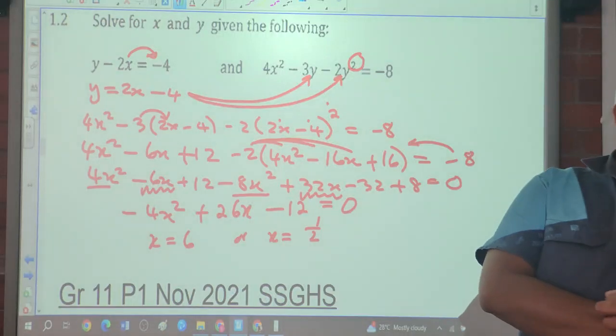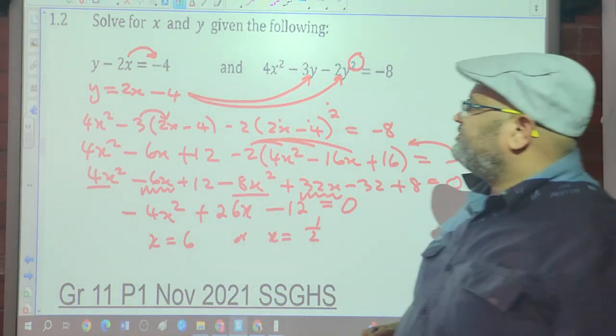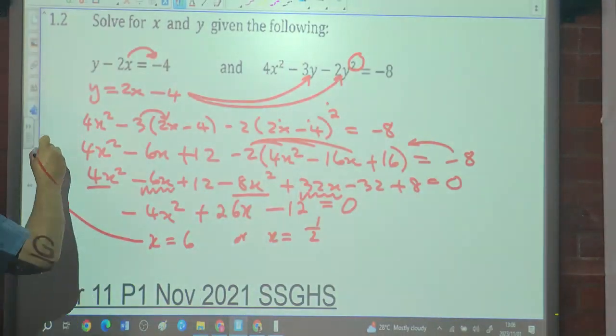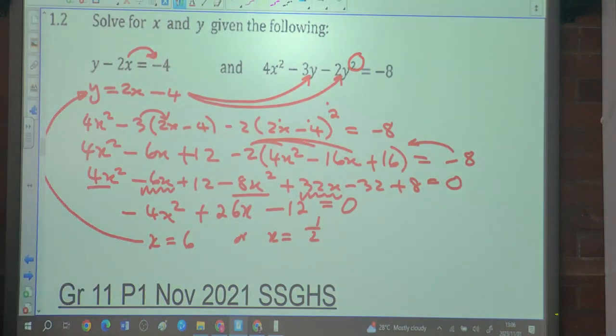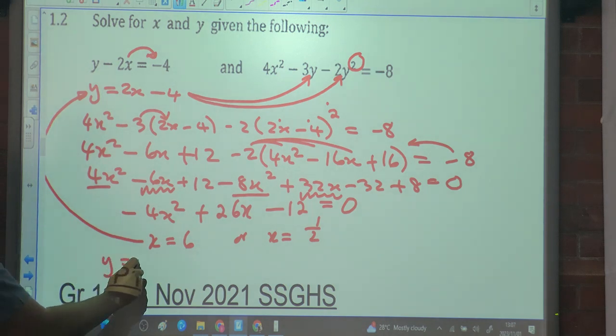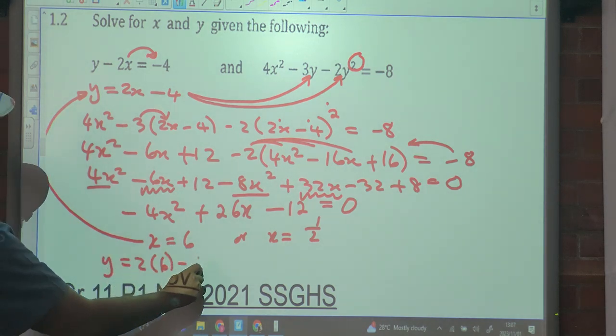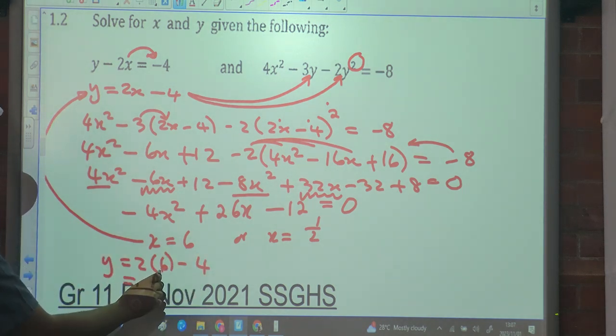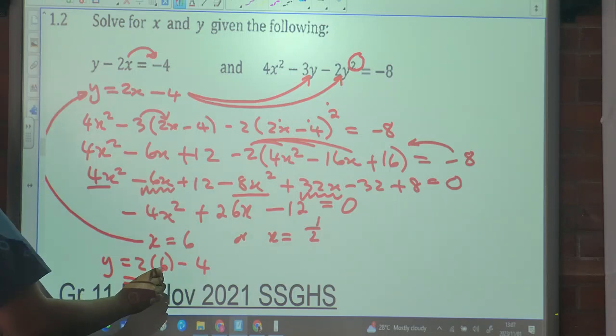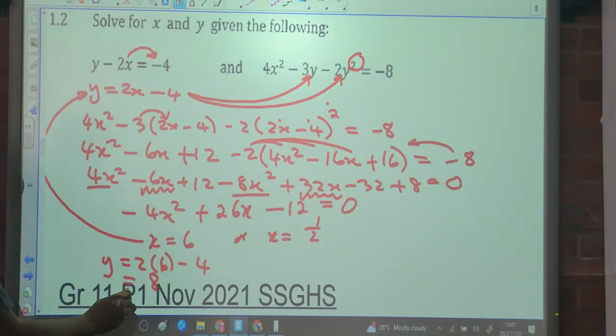Alright, now what do we do? We sub that into one of the previous equations. Why that one particularly? Because here you already have y as the subject of the formula. You guys understand? So y is equal to 2 times 6 minus 4. What's 2 times 6? 12. And 12 minus 4? 8.